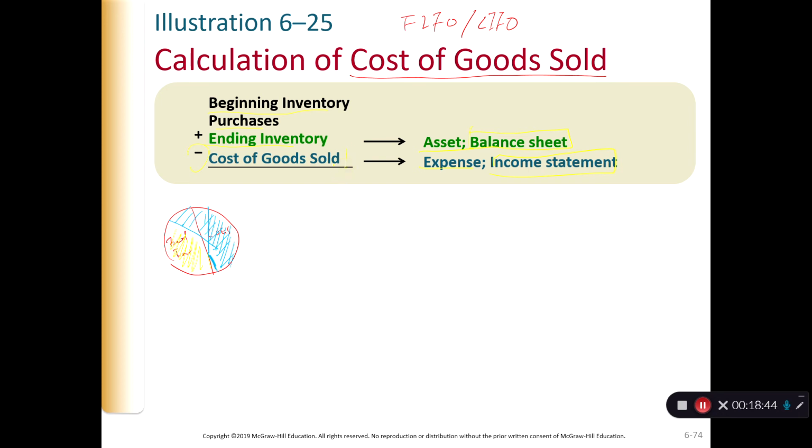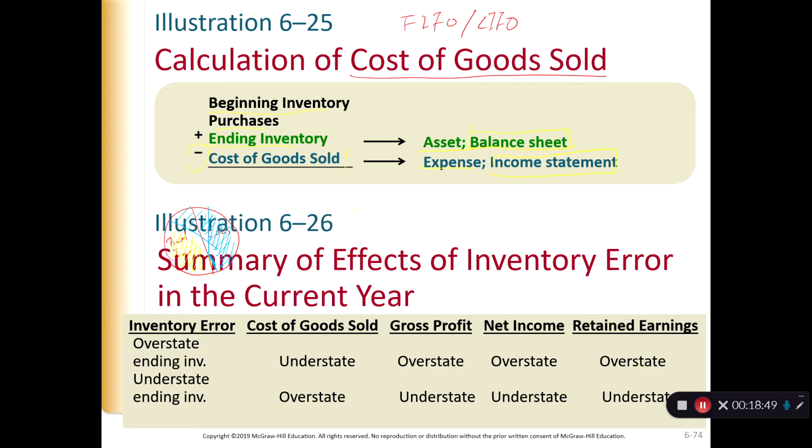If you decide to have a higher cost of goods sold, you will definitely have a low inventory. So the summary of this effect is that if an error is made and you overstate the ending inventory, you will understate the cost of goods sold, right? If you understate the cost of goods sold, of course you're going to overstate the profit because your expenses are lower. And if you overstate the gross profit, you will overstate your net income, and also you will overstate your retained earnings account.